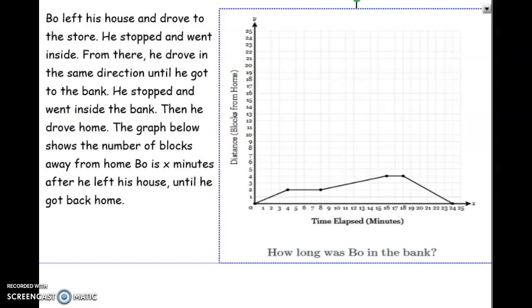Now here is where I usually read the question. I'm going to read it step by step, and I'm going to highlight exactly what they're referring to on the graph.